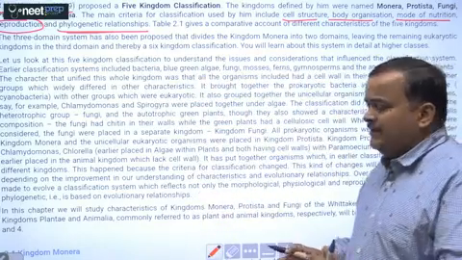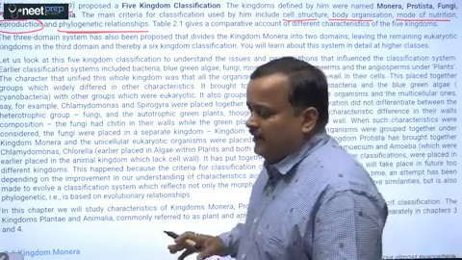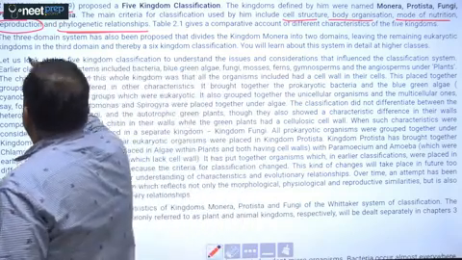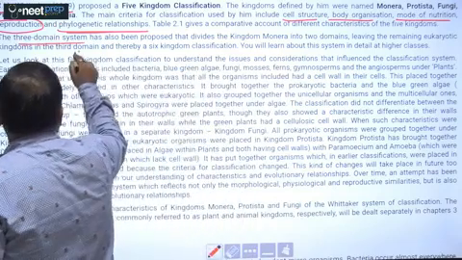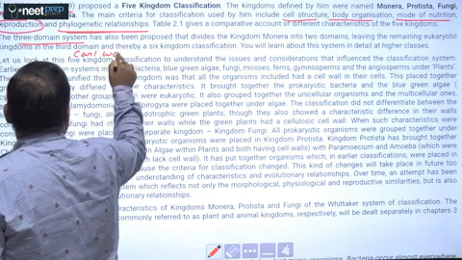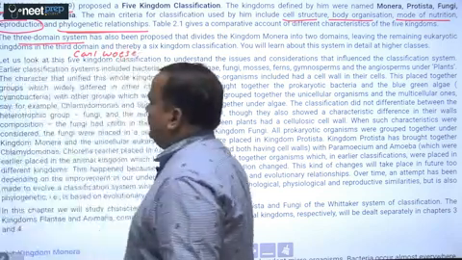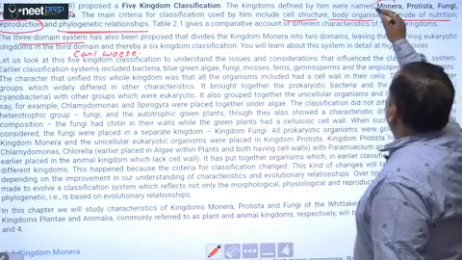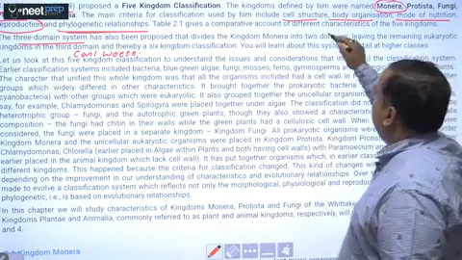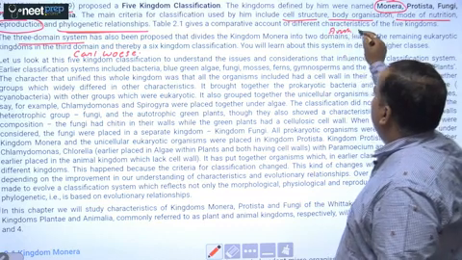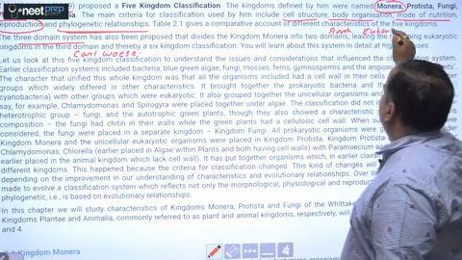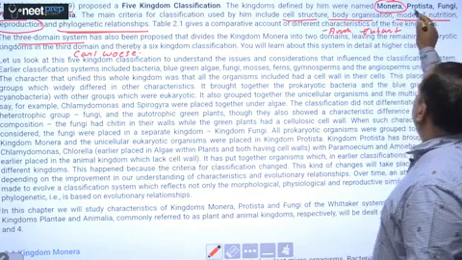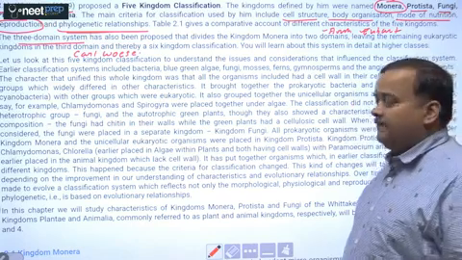Now, then there is a new concept, that is three domains of life or six kingdom classification. So this three domain system was proposed by Carl Woese. Okay. Now, according to Woese, the kingdom Monera can be divided into two separate kingdoms, that is Archaebacteria and Eubacteria. Okay. So now we have six kingdoms, that is Archaebacteria, Eubacteria, Protista, Fungi, Plantae and Animalia.